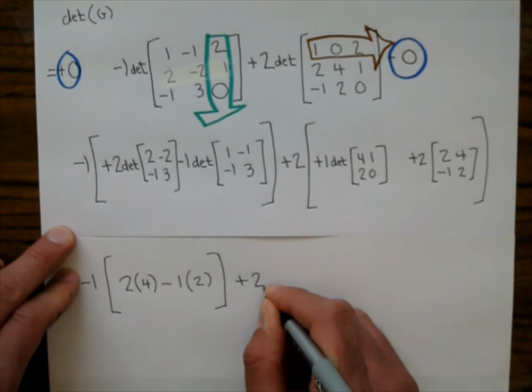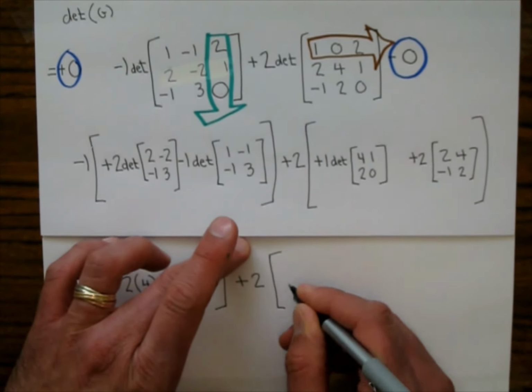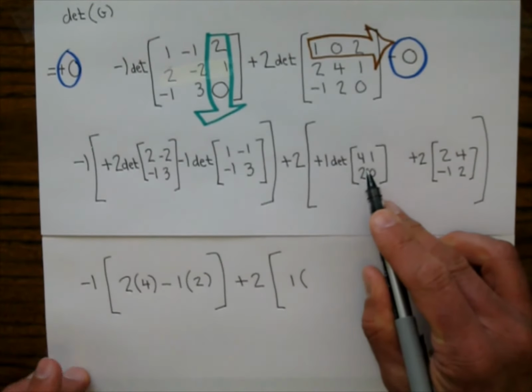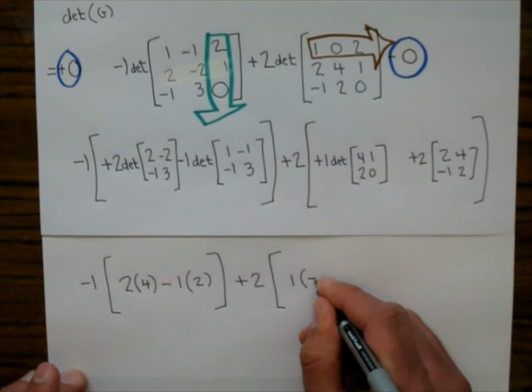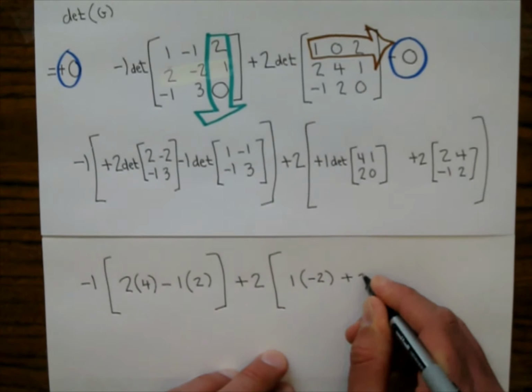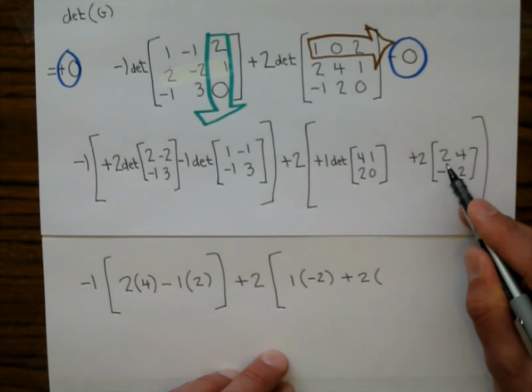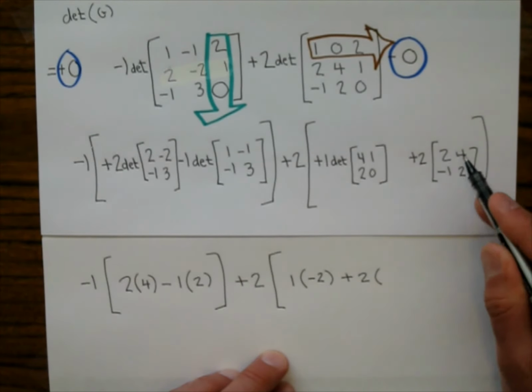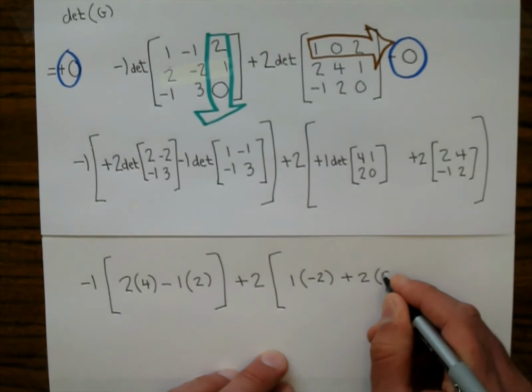Then I have plus 2 times 1 times the determinant of this matrix, 0 minus 2. And then this one's going to be plus 2 times the determinant of this, which is 4 minus a negative 4, or 4 plus 4, which is 8.